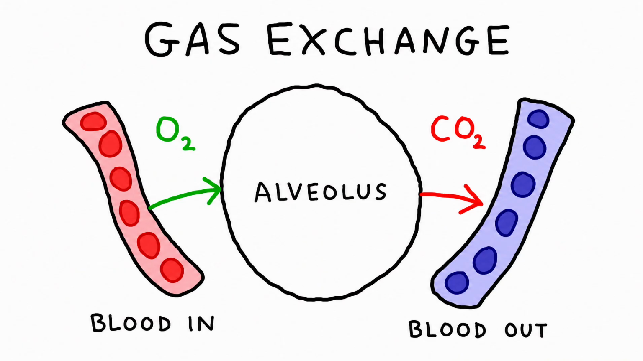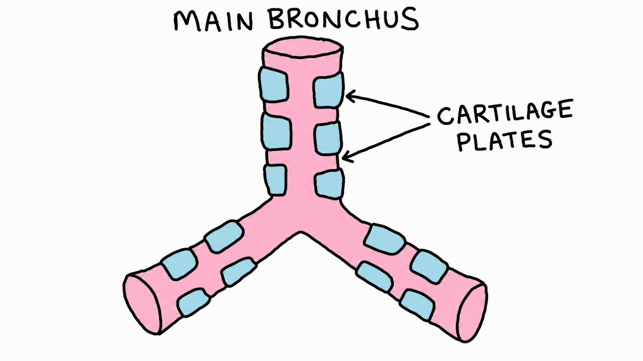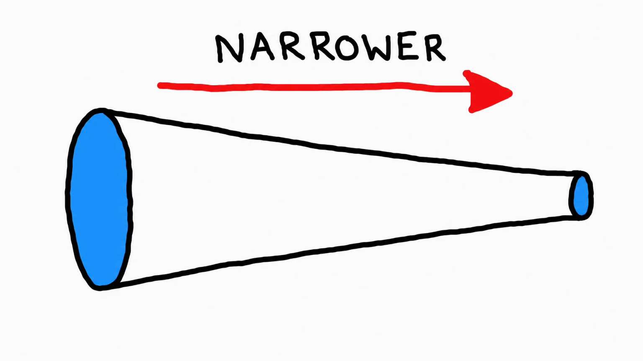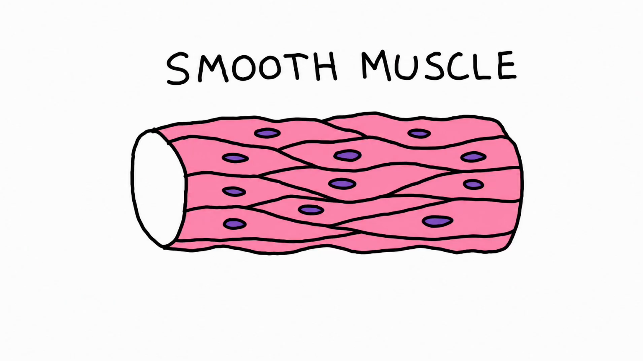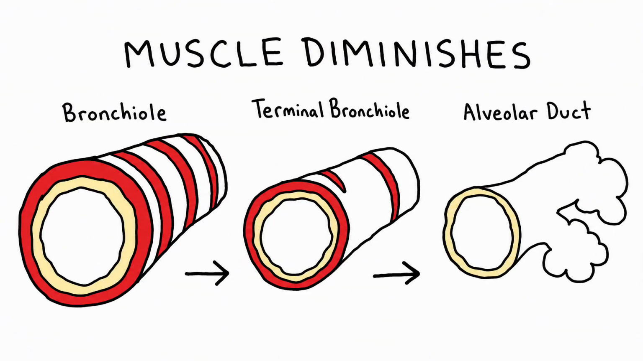Okay. So the structure of the main bronchi is similar to that of the trachea, but they contain cartilaginous plates instead of C-shaped rings. And as the bronchi continue to branch and become narrower and narrower, the amount of cartilage will actually decrease. And so the cartilage will actually disappear in the bronchioles. And here you'll see smooth muscle becomes more prominent, then begins to diminish from the bronchioles to the alveolar ducts, where it disappears.